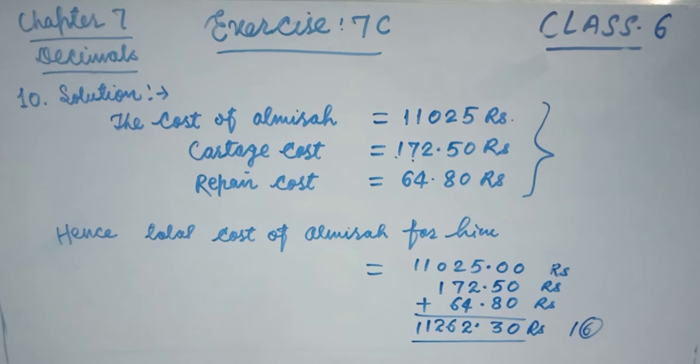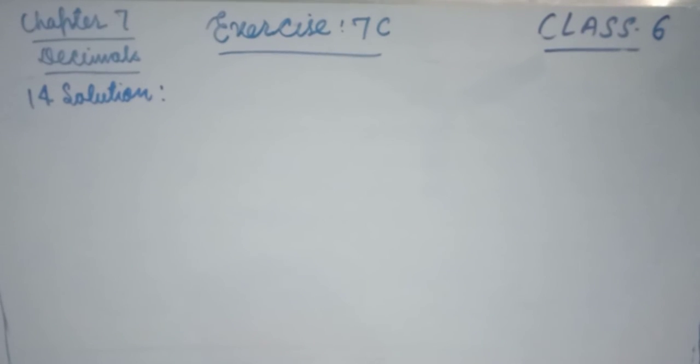So finally the cost of Almirah after spending cartage cost and repairing, we will get 11,262.30 rupees. This is the answer. Okay, now next question. Now friends, see, if you look at every question from 9 to 14, then there is one thing very common, means we have to add all the values and we will get the answer. That means these are the addition type of questions.